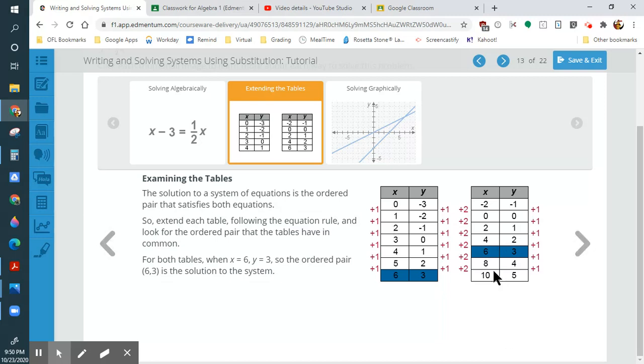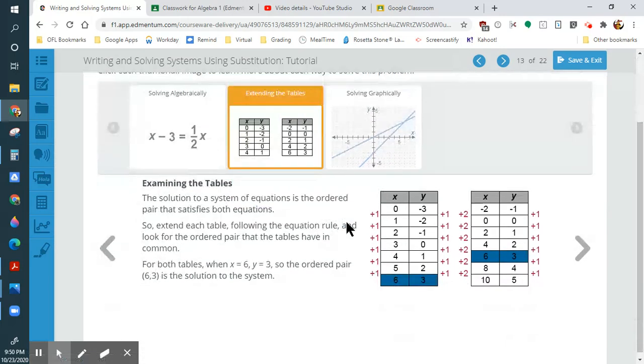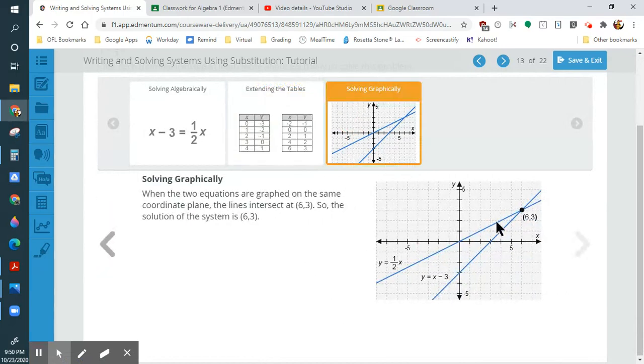All right, and then there's also extending using tables. Extending tables is just this idea of completing the table by following the pattern. If we rise 1 and run 2, rise 1, run 2, rise 1, run 2. And then finally, we can graph them. So we can always graph these.